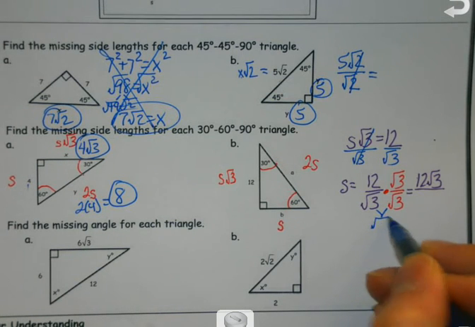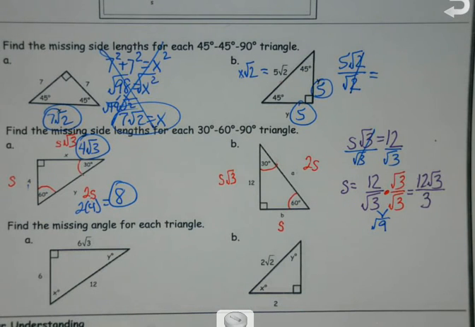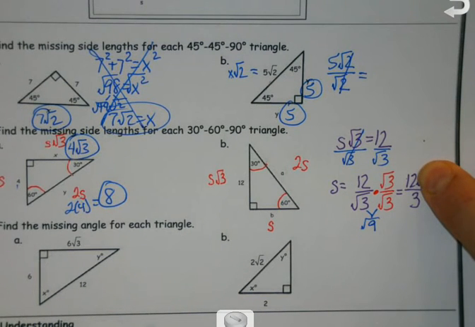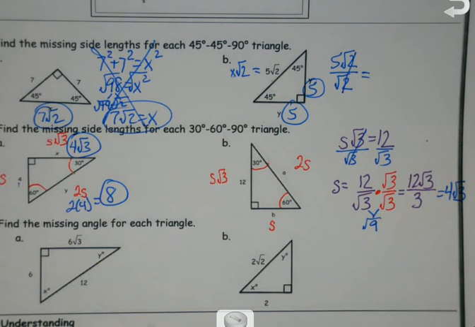3 times 3 is 9, and the square root of 9 is 3. We've eliminated the radical in the denominator, which is goal 1. And it's always going to be whatever the radical is that's there, which is going to be 3 in a 30, 60, 90. But my one last thing to check. Notice the numbers that are not in radical jail. If that's reducible, you need to do that. 12 divided by 3 is 4. Square root of 3.